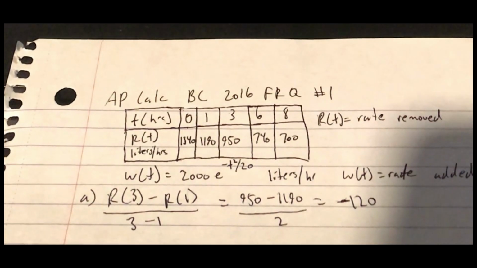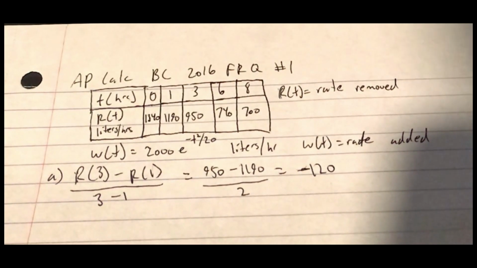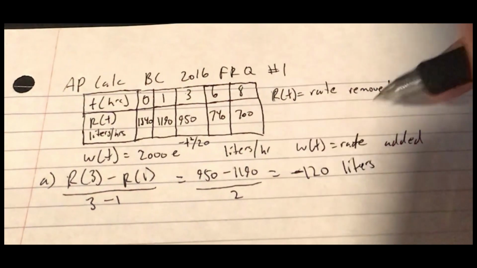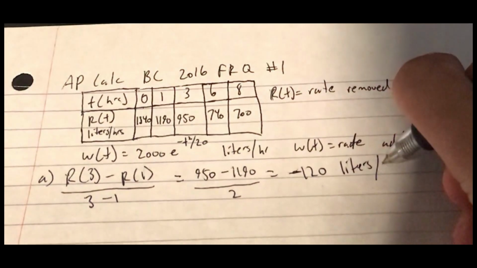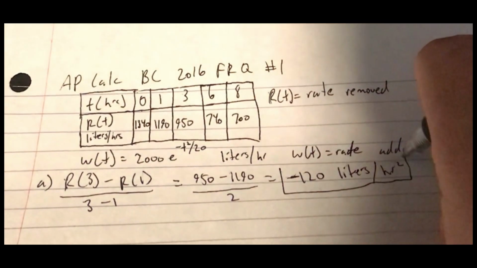But what would the units be? It's a good question. So essentially, we're taking the rate of a rate. So it's going to be liters. Since we're taking the rate of a rate, it's not going to be per hour, it's going to be per hour squared. So that would be the unit, and that would be your answer to part A.